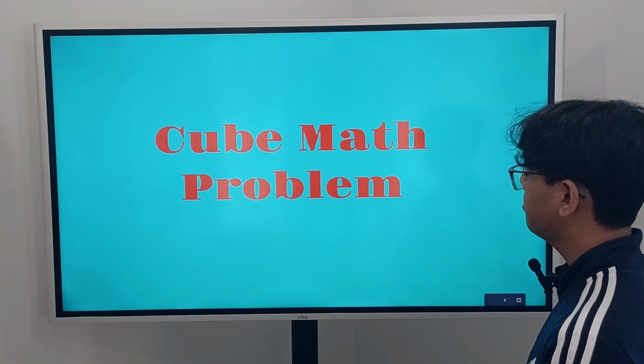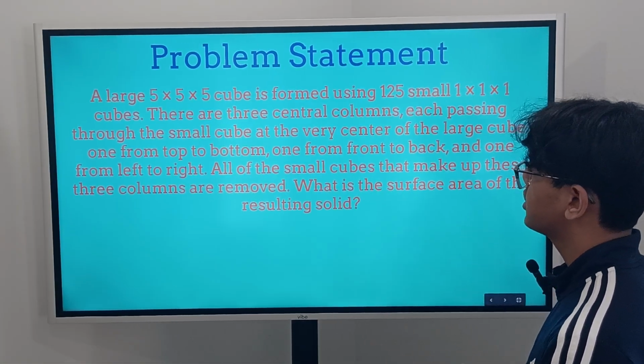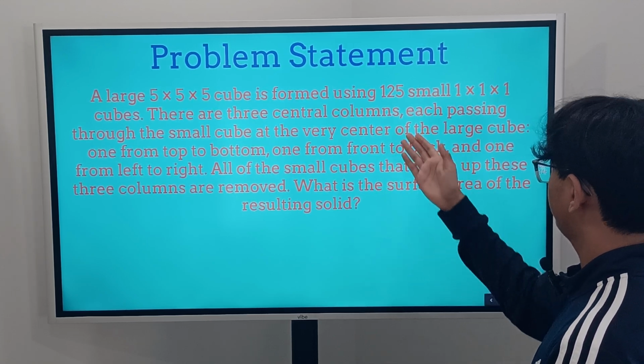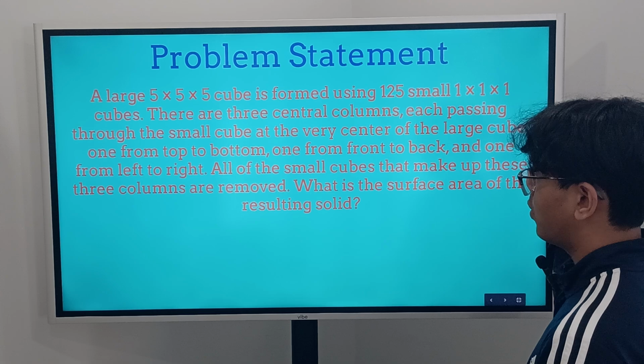Going to be doing a cube math problem. So let's get into our problem statement. So here's the question. A large 5 by 5 by 5 cube is formed by using 125 small 1 by 1 by 1 cubes.